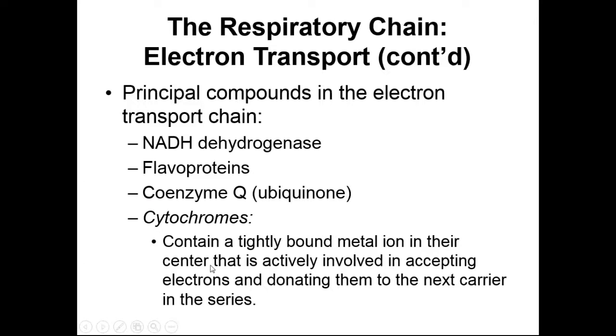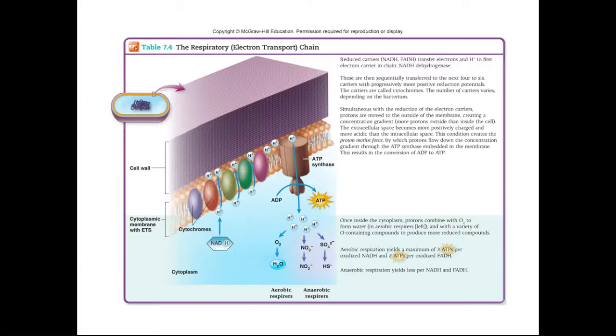A cytochrome is a molecule that has a very tightly bound metal in the center, and this tightly bound metal ion is actively involved in accepting electrons from the high energy electron carriers and donating them to the next carrier in the series.